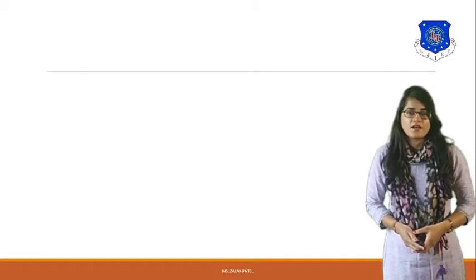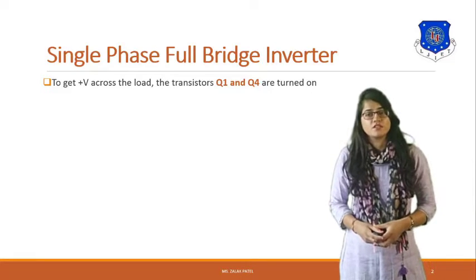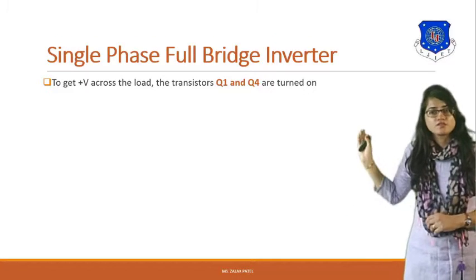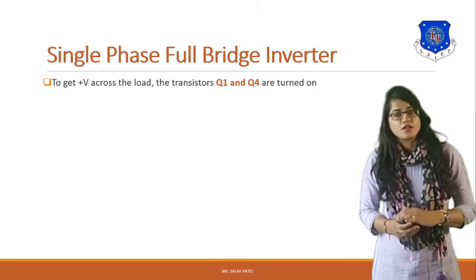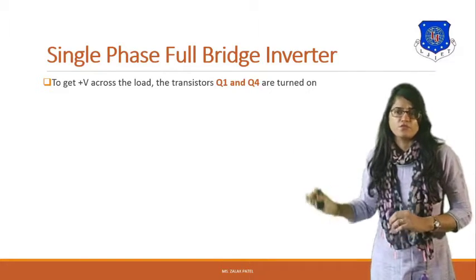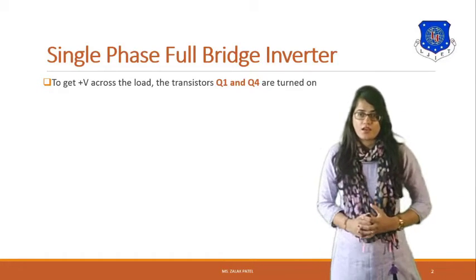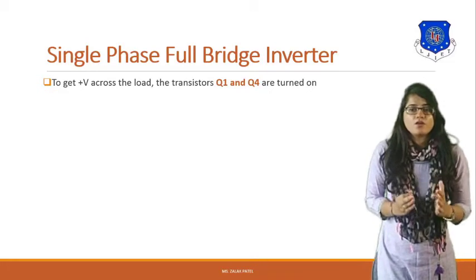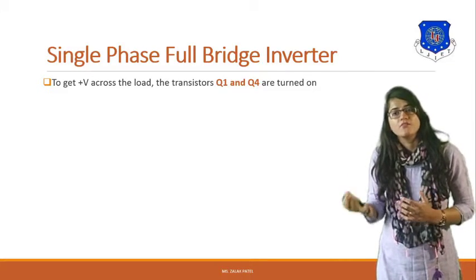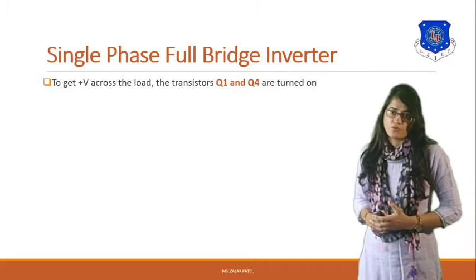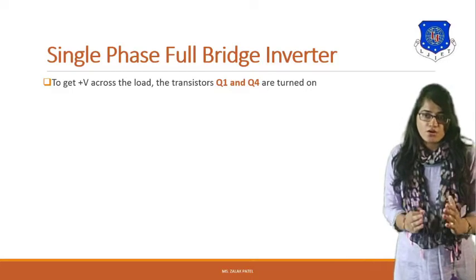As we discussed in the last session about the half-bridge inverter, now in this session let's talk about the single phase full bridge inverter. Here in the circuit diagram there are two possible voltages. First one is the positive voltage and the second one is the negative voltage. Now the amount of positive and negative voltage appearing in the circuit will be decided by the transistor turn-on process. So here we will get the positive voltage across the load.